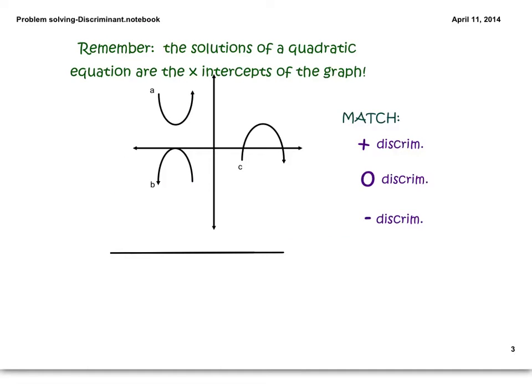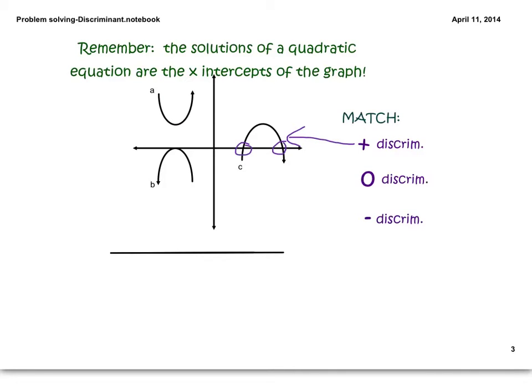So let's remind ourselves how this is reflected in the graph. The solutions of the quadratic equation are the x-intercepts. So here are three different examples of where they could lay. Which one shows a positive discriminant? A positive discriminant, remember, is going to have two solutions. So it would be this one right here, because it crosses two places.